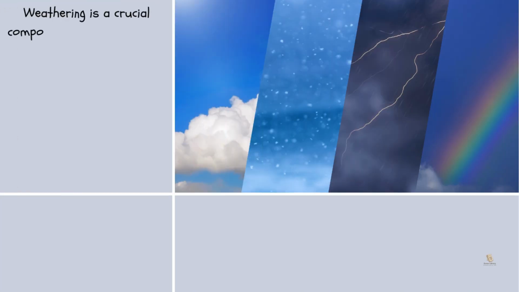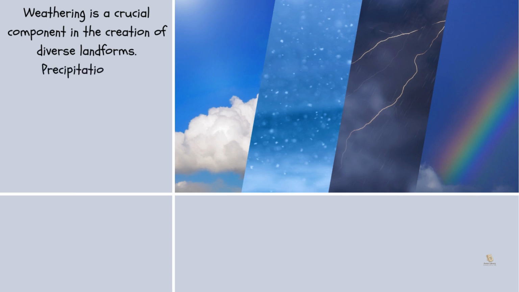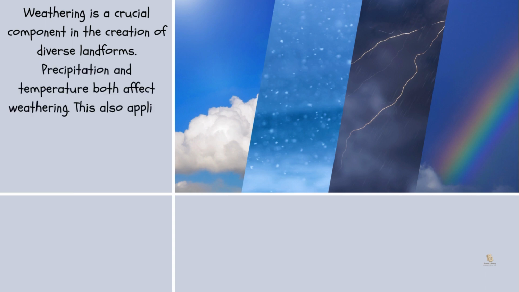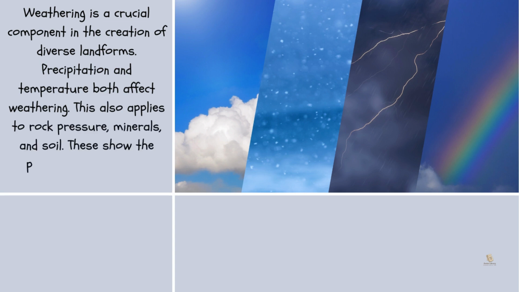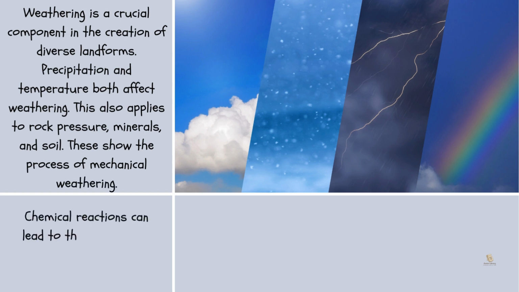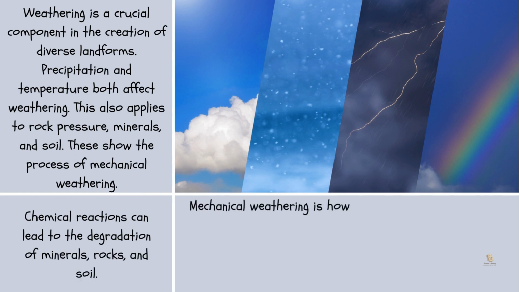Weathering is a crucial component in the creation of diverse landforms. Precipitation and temperature both affect weathering. This also applies to rock pressure, minerals, and soil. These show the process of mechanical weathering. Chemical reactions can lead to the degradation of minerals, rocks, and soil. Mechanical weathering is how the materials that make up the Earth break down.